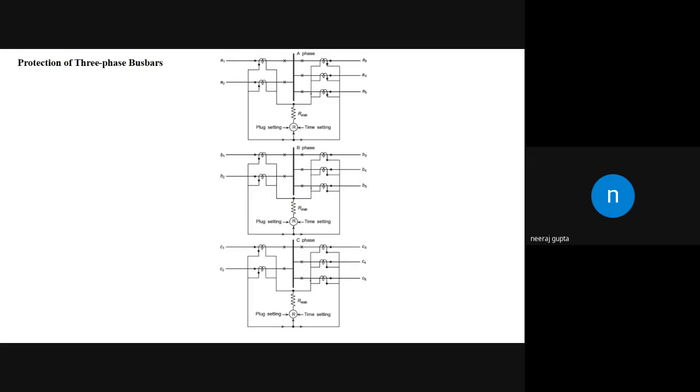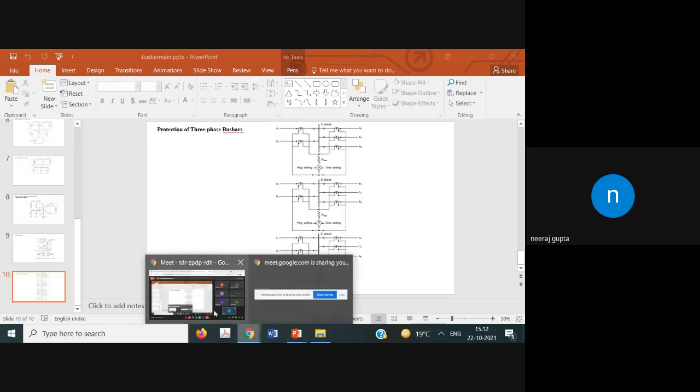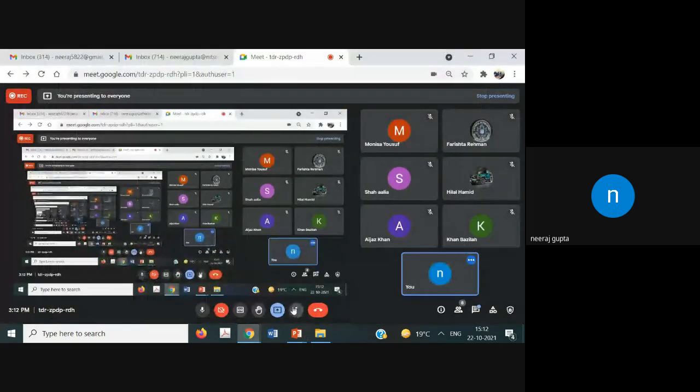So this is the circuit of how we can protect the three-phase bus bar, similarly as we have discussed for the single phase. So this is about today's bus bar protection.